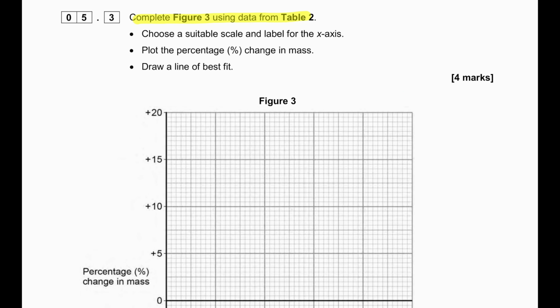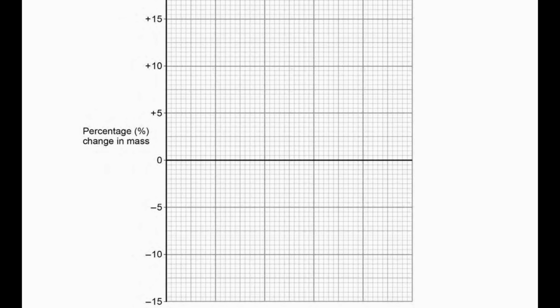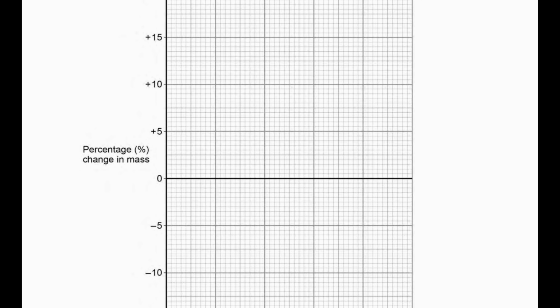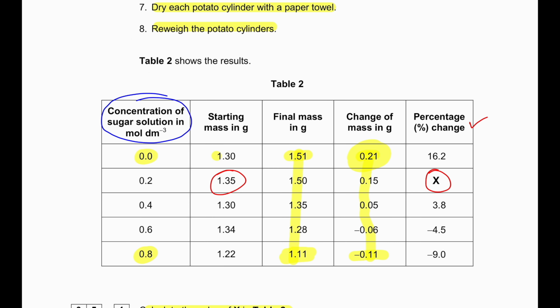Complete figure 3 using the data from table 2. Choose a suitable scale and label for the x-axis and plot the percentage change in mass, and then we'll have to draw a line of best fit. So first of all, we have to choose a suitable scale and label the x-axis. X-axis is always our independent variable, so it will be concentration of sugar solution. The concentration of sugar solution in mol per dm³.